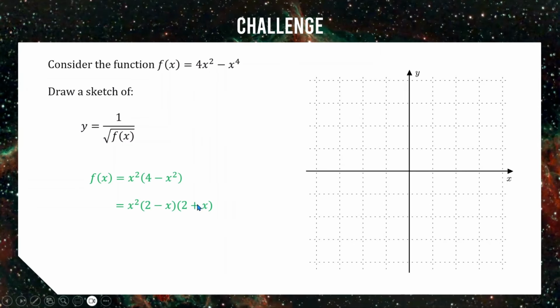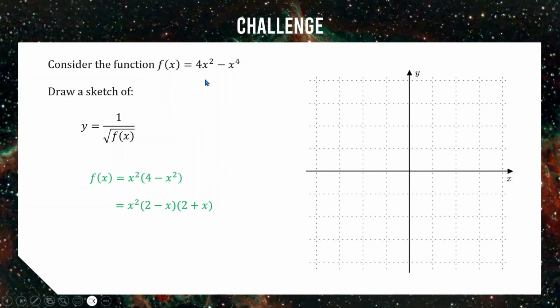So now looking at this, if this was equal to 0, my critical values, or my x-intercepts, would be x equals 0 as a double root, and single roots at 2 and minus 2. And so remember, when you've got a squared value like this, it means that the x-intercept is also going to be a turning point. So we have a turning point at x equals 0, and then intercepts at 2 and minus 2.